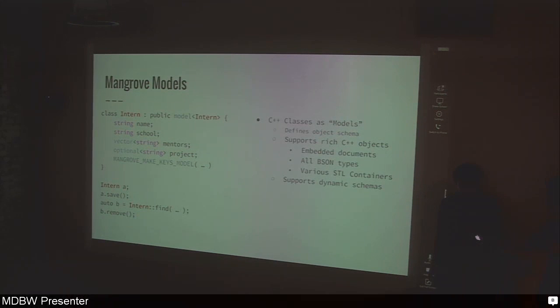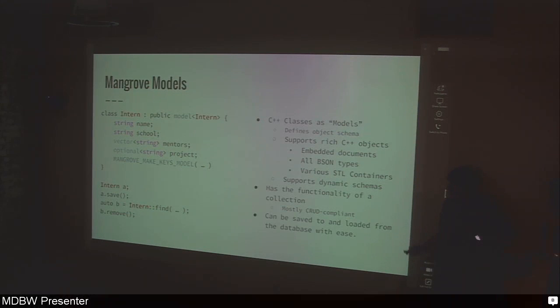Mangrove also provides all the MongoDB CRUD functions. That stands for create, read, update, and destroy, which is a set of things you can do to the database and documents in the database. You can see, for instance, Intern::find, that's like the Mongo C++ driver's find function. You can put in a query in there, and instead of returning a BSON document like the driver, it'll automatically return an Intern object, which is very convenient.